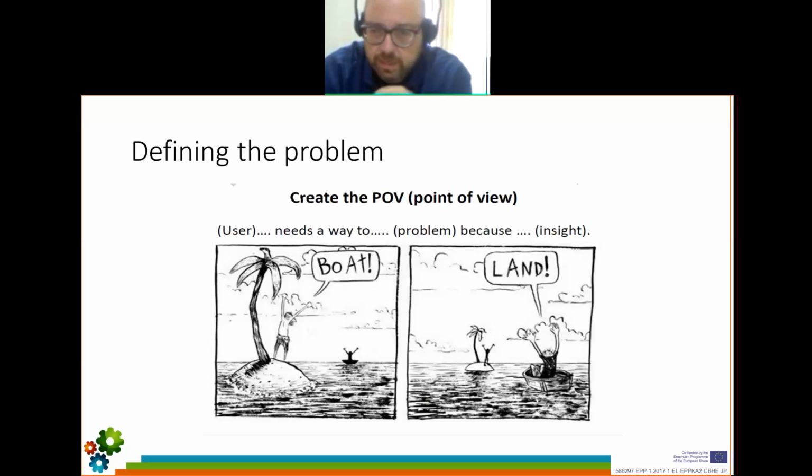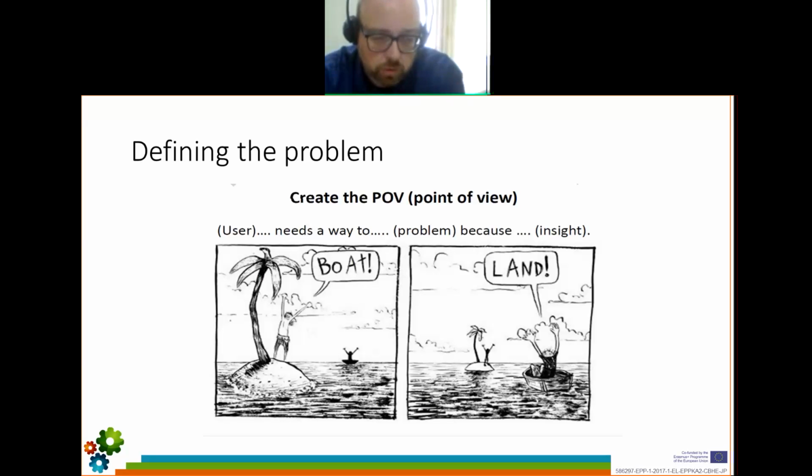So basically the idea is that we need to define the problem to create a point of view. Here in the cartoon, you can see that things sometimes depend entirely on perspective. The guy in the boat thinks that he's safe because there's a guy on the land, awesome. And the guy on the land thinks that he's going to be safe because there's someone on the boat approaching. So things are entirely a matter of perspective. And it's very important to define perspective when you have a problem.